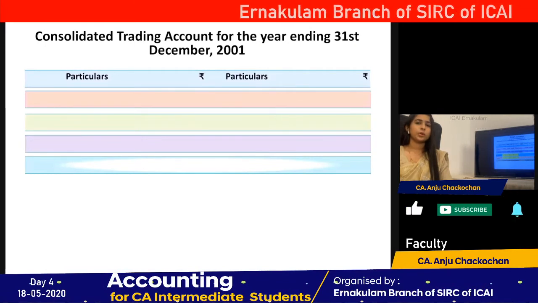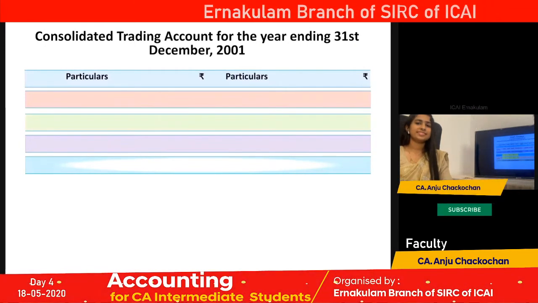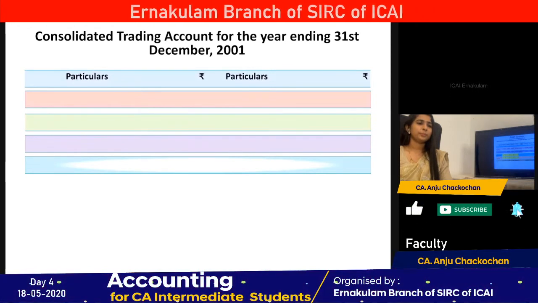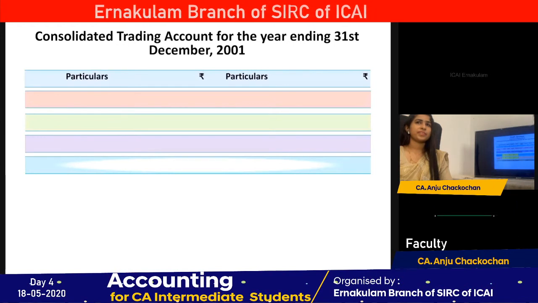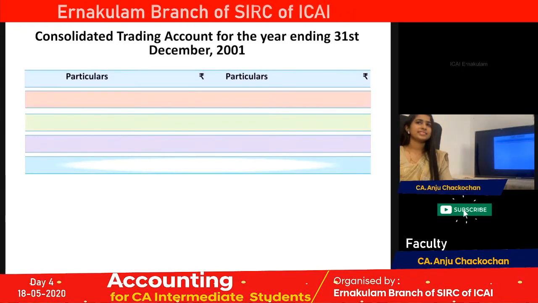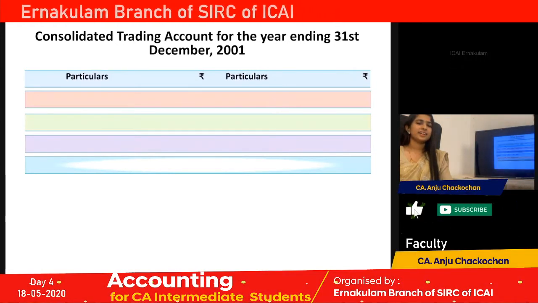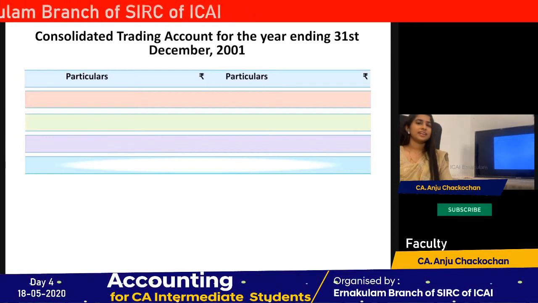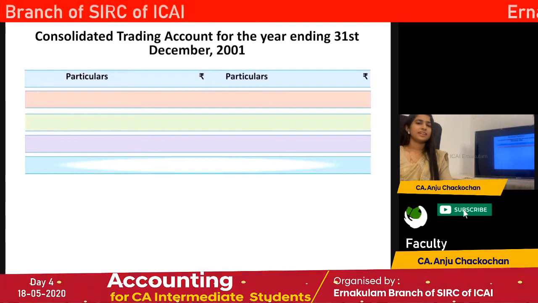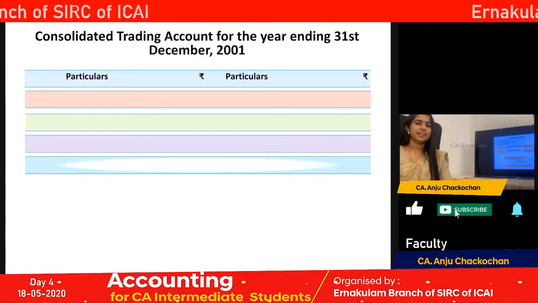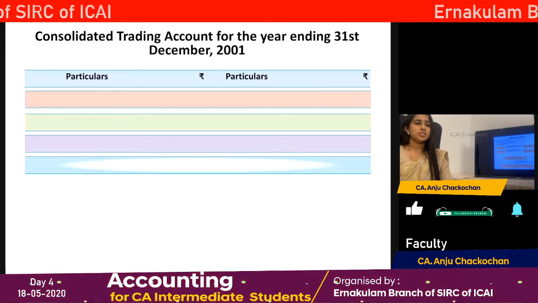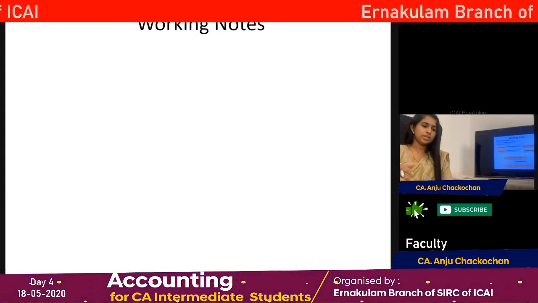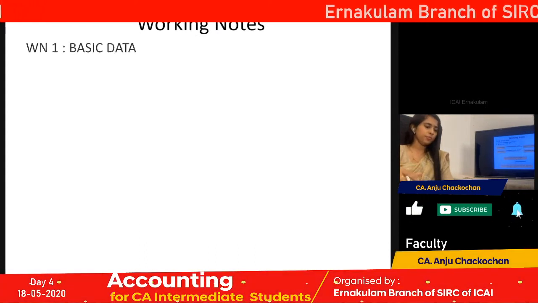The basic data, working note 1, basic data. Okay, make it fast. All done? Okay. So now let's see the basic data for this. We'll just keep on writing this also.